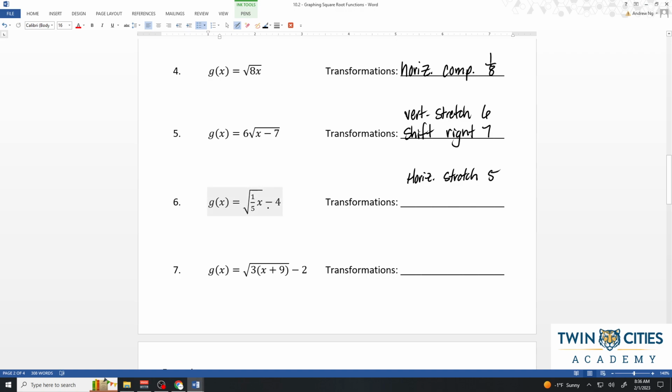And then this minus 4 on the outside, this is a vertical change. These things happen as I normally think, so this is going to be a shift down of 4.